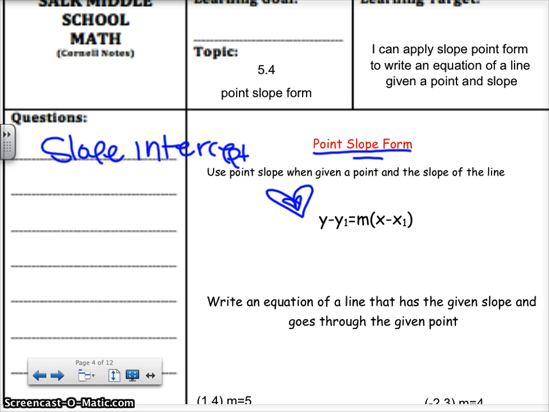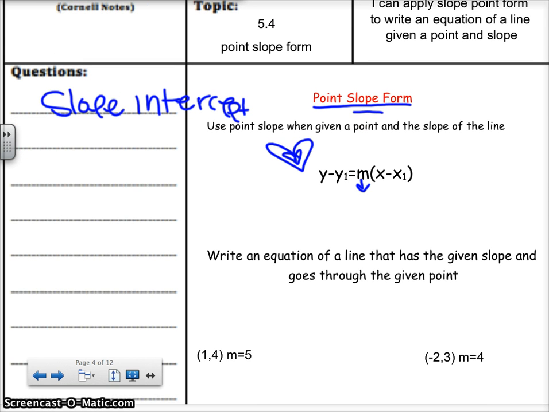You will be given this formula on any standardized test. So anytime you're given a question, the best thing to say is, is there a formula I can use? This formula is there. It's weird. But what it's saying is y minus y sub 1 is equal to m times the quantity x minus x sub 1.